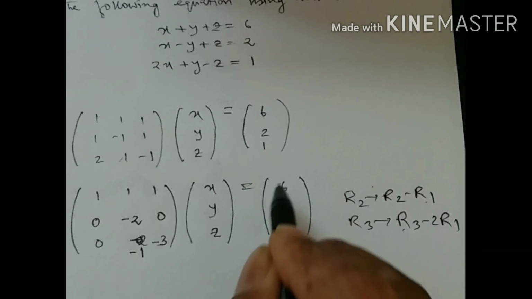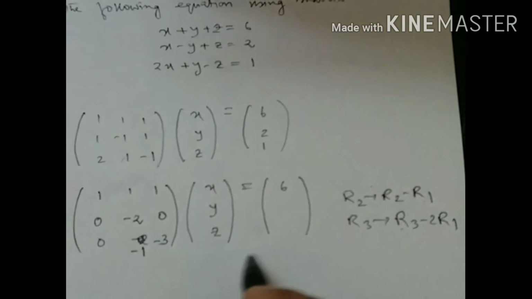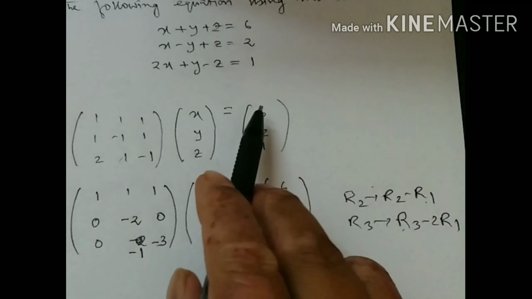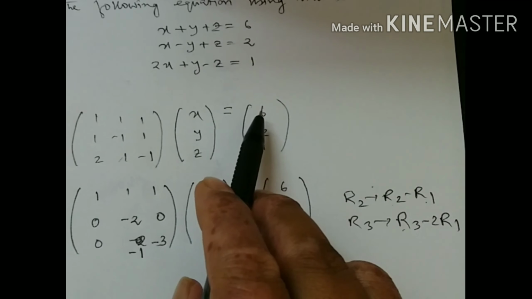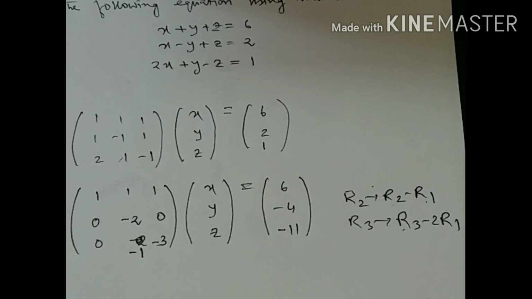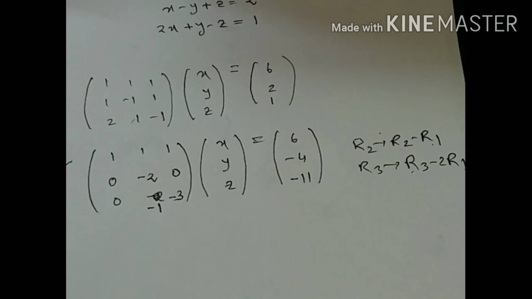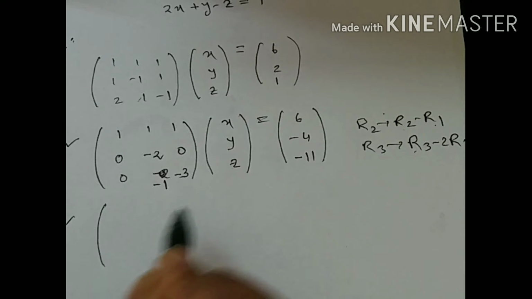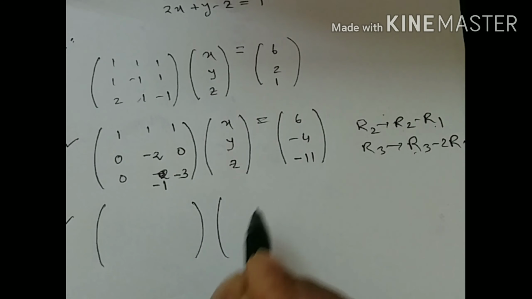The first row is 6. Next, R2 minus R1: 2 minus 6 is minus 4. Then 1 minus 2 times 6, which is 12, so 1 minus 12 is minus 11. Then again we can make zeros, or we can interchange these two rows.